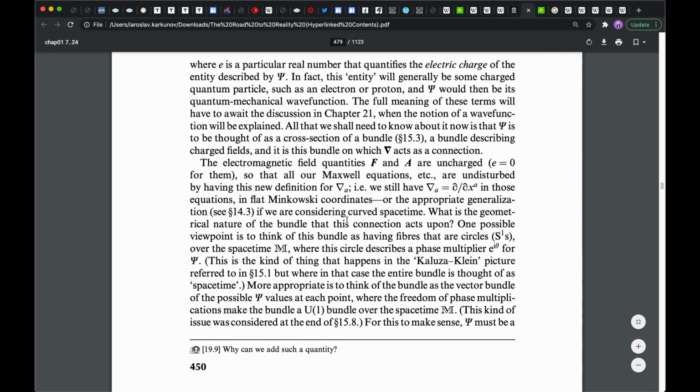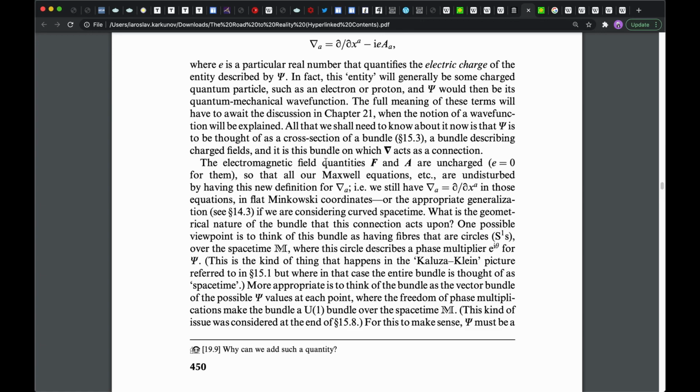And he also talks about the fact that the actual electromagnetic field quantities like F and A are uncharged, and basically the charge for them equals 0. And therefore all of our Maxwell equations are undisturbed and preserved even in the curved spacetime. And afterwards he talks about the geometrical nature of that bundle in which our wave functions live.